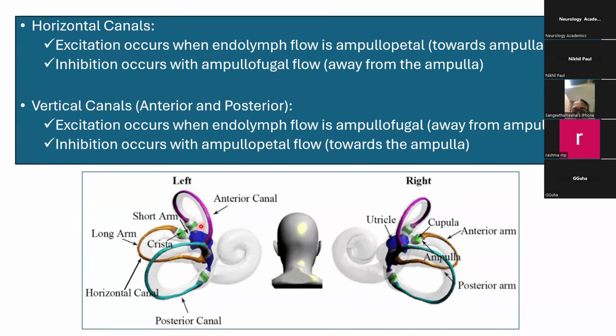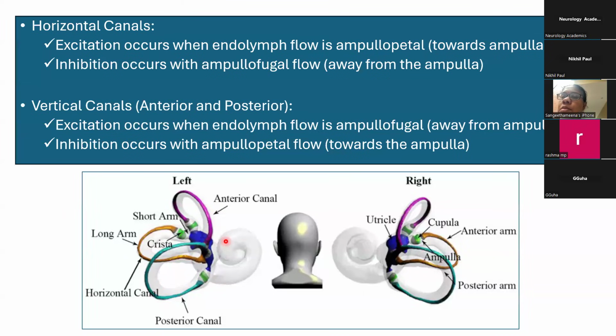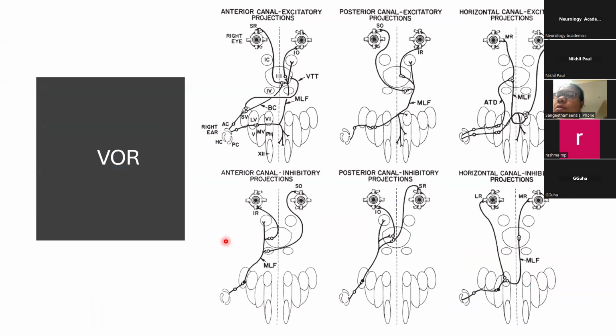In a vertical canal, that is the posterior or anterior canal, it gets activated when the flow of the endolymph is away from the ampulla. I'll tell that with an example. Based on this movement of the endolymph, the semicircular canals get activated or inhibited. This movement causes activation of the vestibulo-ocular reflex, and this picture looks a bit complicated now.